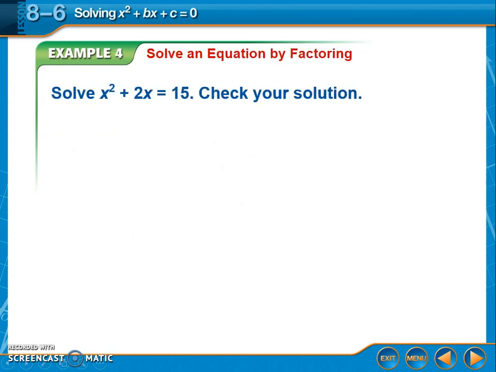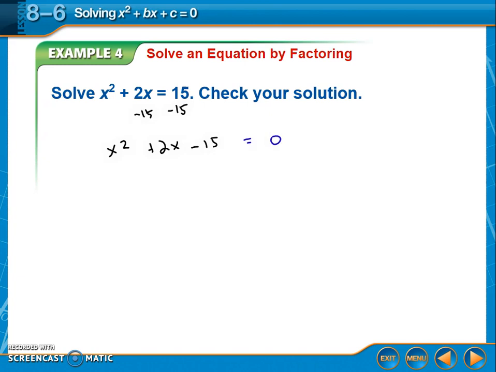Okay, if I want to solve an equation by factoring, just like in the last section, whenever we have this squared, we want to get everything onto one side. So the first thing I'm going to do is subtract 15 on both sides. So I'm going to get x squared plus 2x minus 15.